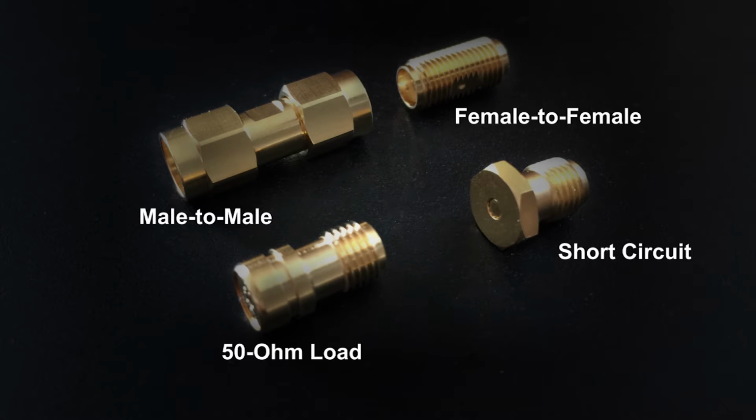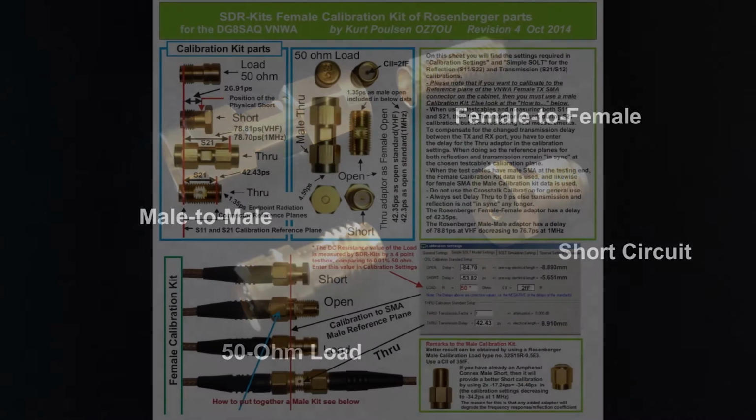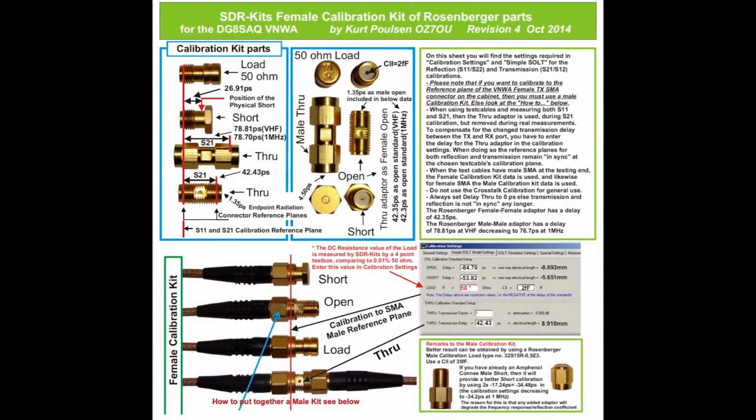By the way, the actual resistance of the 50 ohm load is measured in a 4-point fixture, and in this kit is actually 48.78 ohms. In addition, Kurt Polson, OZ7OU, has put together a valuable information sheet to help the user with the calibration kit parts.